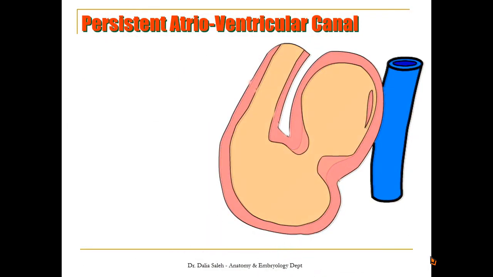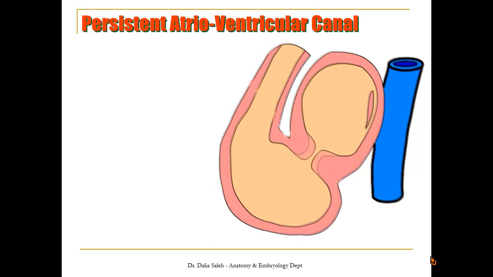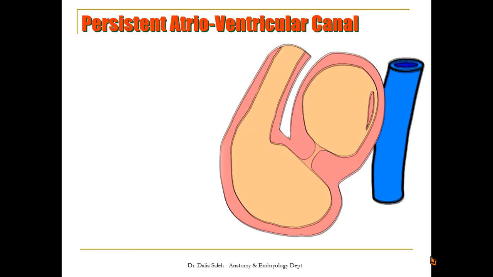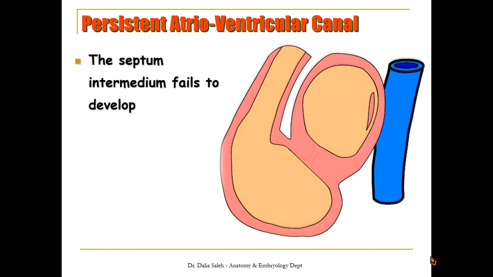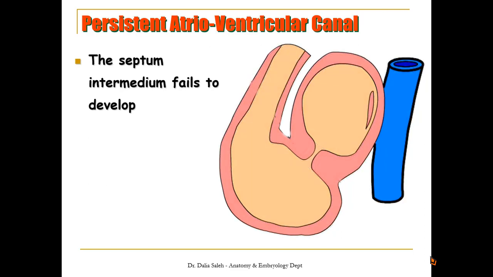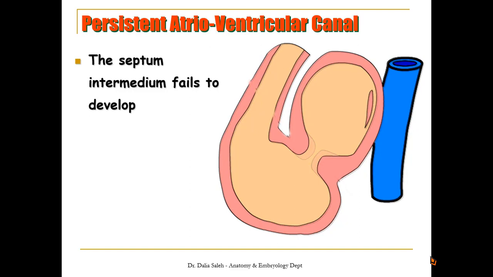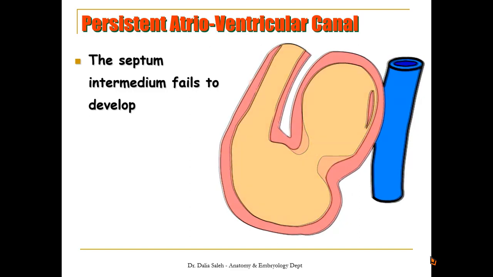In this section we can see how the two endocardial cushions grow and fuse in the midline and form the septum intermedium. If this doesn't occur and the septum intermedium fails to develop, we will end up with what is called persistent atrioventricular canal.